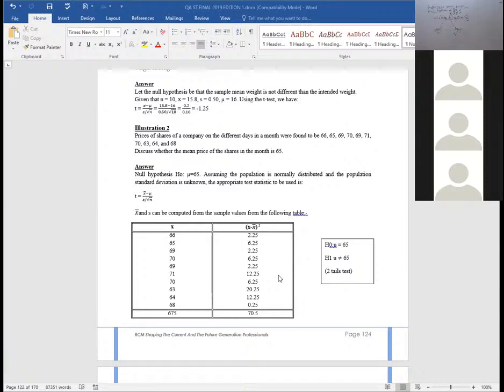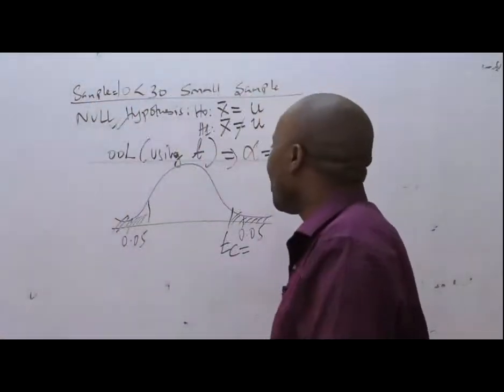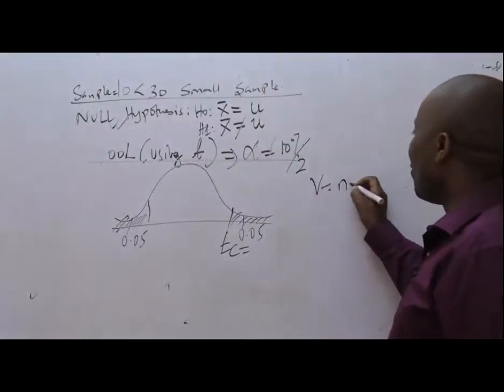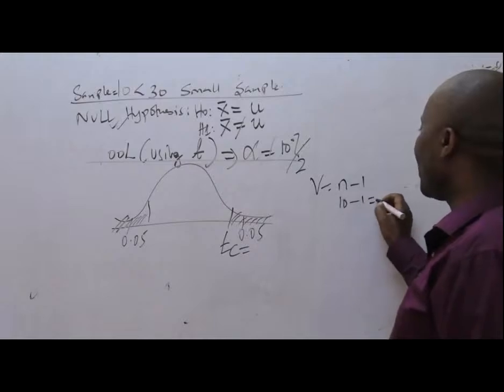So remember, you need two things for you to read the T table. Number one, you need the degrees of freedom. You need the V. V is what is called degrees of freedom. And for us to get V, we normally have n minus 1. So the n here is 10, 10 minus 1, that gives me 9.